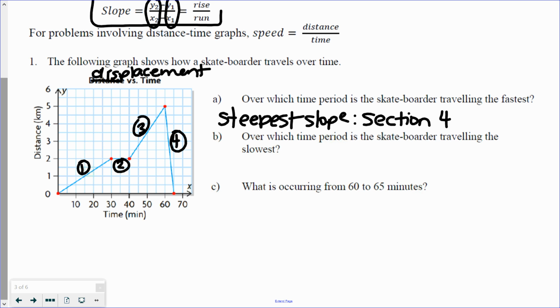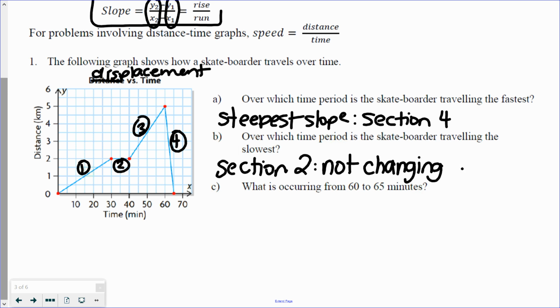Over which time period is the skateboarder traveling the slowest? And so that would be the most gradual slope or a horizontal line. So what section 2 means is it's not changing speed. It's not changing its distance over time. So it's not changing distance. And so what that actually represents is it is stopped, because it's not changing the amount of distance.